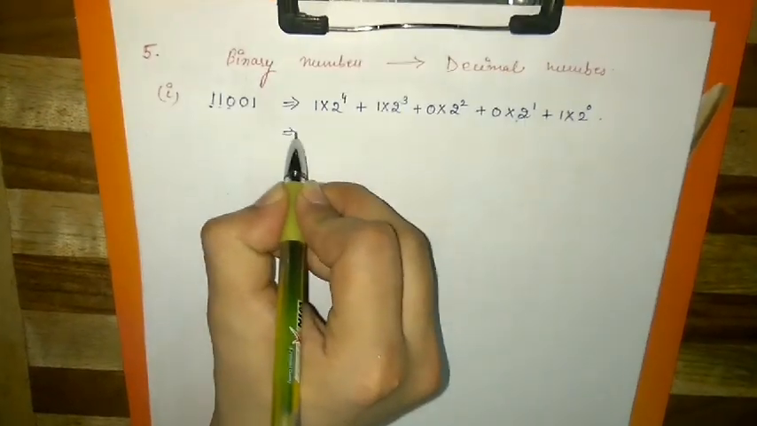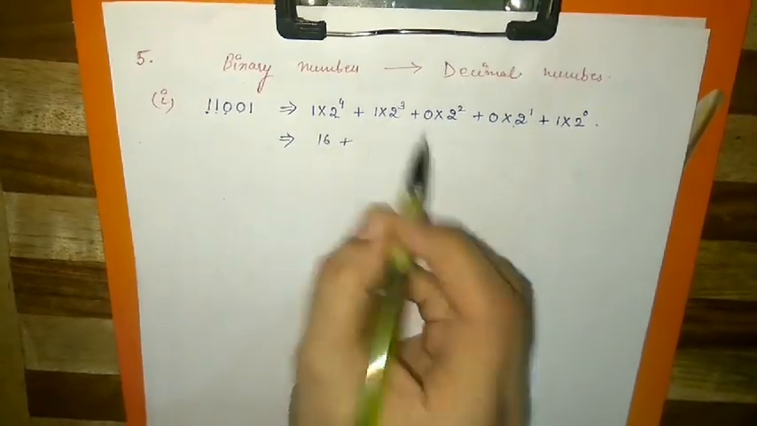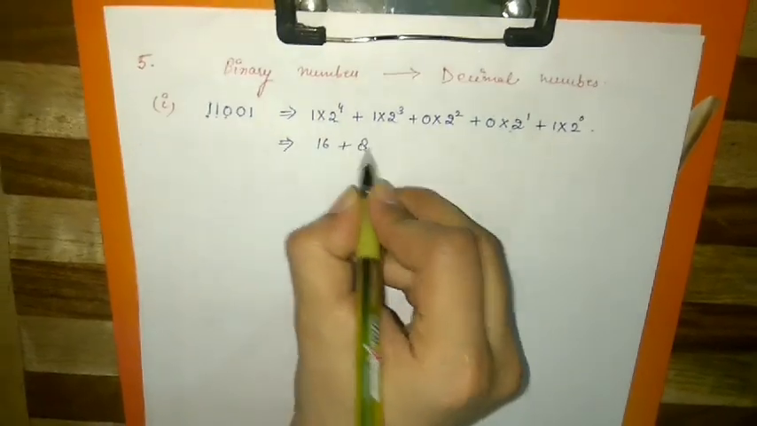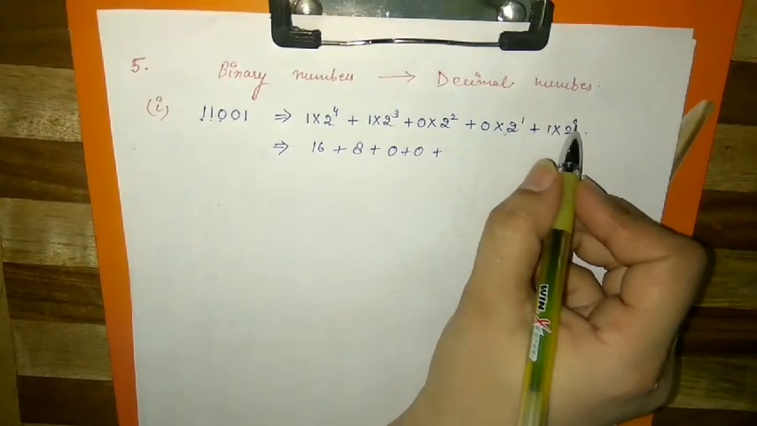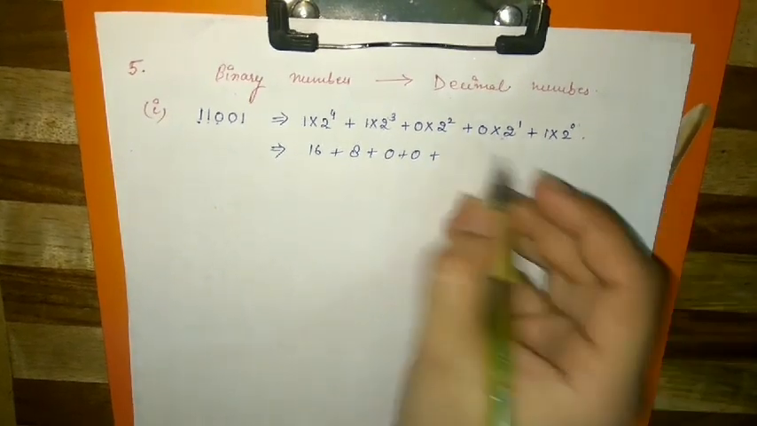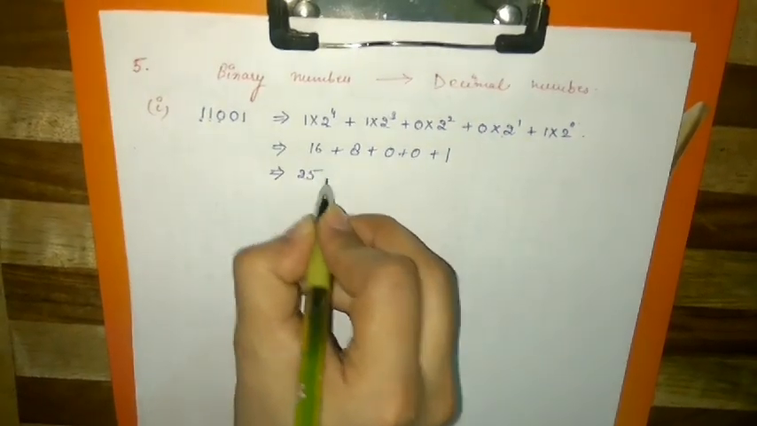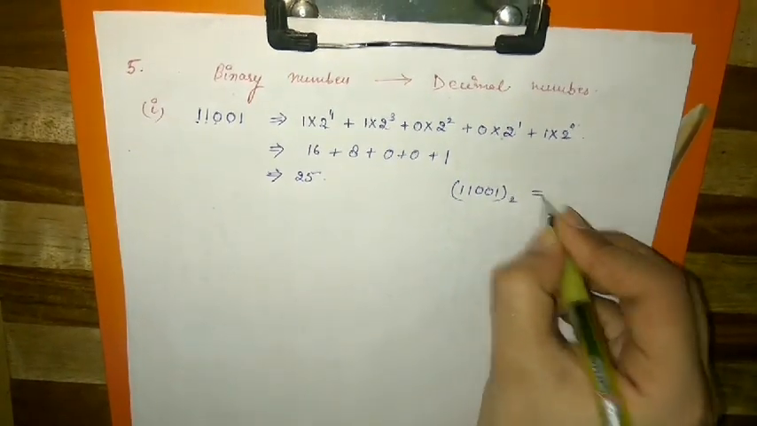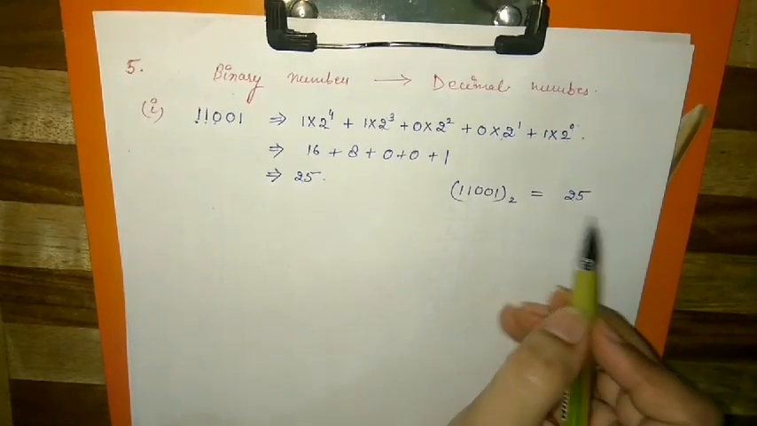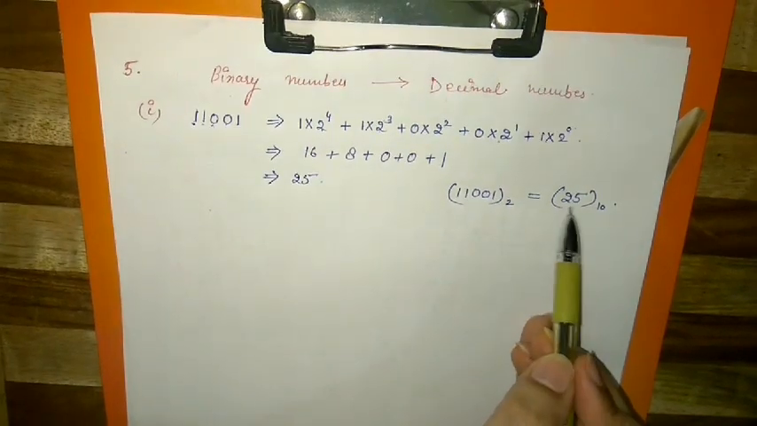Okay, now multiply it. 1 into 2 to the power 4 is going to give you 16, then plus 1 into 2 to the power 3 is going to give you 8, then plus 0 multiplied by anything becomes 0, then again it is 0, then 1 multiplied by 2 to the power 0. 2 to the power 0 is what? It is 1. Okay, so again we are having 1. Now if you do the addition, you will be getting 25 as an answer. Okay, so 11001 with a base 2 is equal to 25. Either you can write down this 25 like this only, or you can write down the 10 as a base. Okay, so this is the answer for your first one.